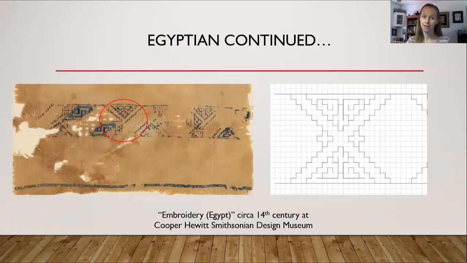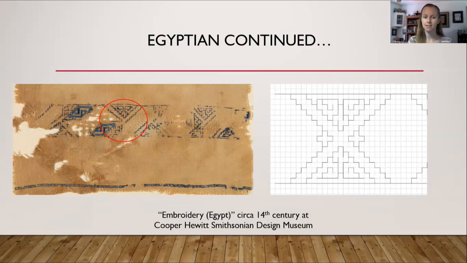Here's another example of Egyptian embroidery. This is from about the 14th century, and it is at the Cooper Hewitt Smithsonian Design Museum. The pattern that I interpreted is inside the red circle on the left-hand side, and the pattern itself is on the right-hand side.